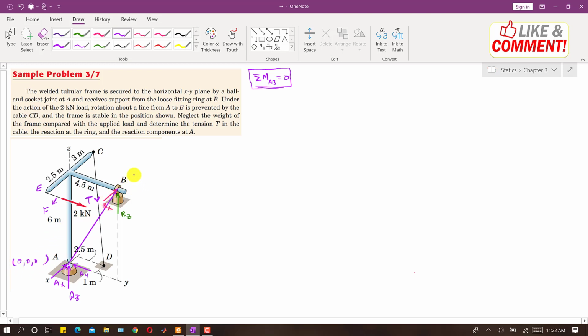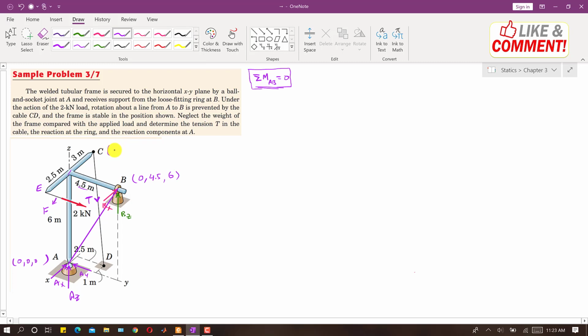Now what are the coordinates of point B? As we can see, this point B is along Y, so the Y coordinate will be 0. Sorry, the X coordinate will be 0, right? So if we want to reach this point B, then we have to travel along Y. This distance from this point to this point is 4.5 meters, so along Y we have to travel 4.5 meters, and along Z we have to travel this much distance, which is the height of this tabular frame, so this is 6 meters. So along Z we have to travel 6 meters. So these are the coordinates of point B.